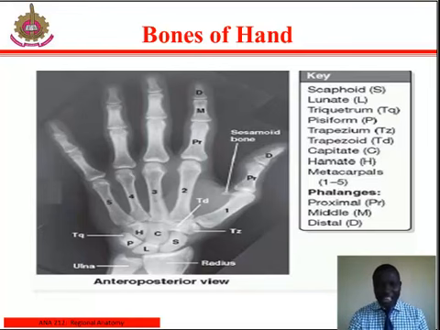Each digit has three phalanges: the proximal, middle, and distal, except for the first digit, the thumb, which has only two phalanges, that is the proximal and the distal. Each phalanx has a base proximally, a shaft or body, and a head distally. The distal phalanges are flattened and expanded at their distal ends, which underlie the nail beds.